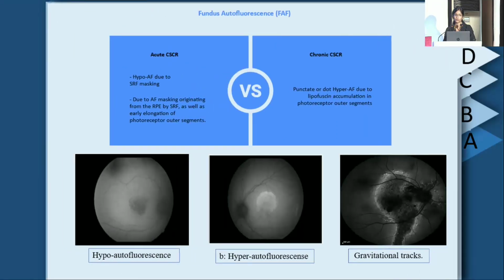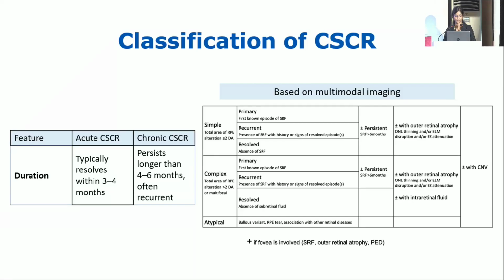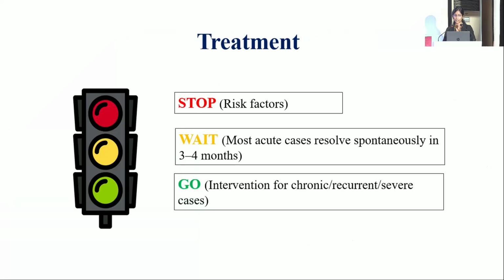Fundus autofluorescence can also be done, which can differentiate the cases of acute and chronic CSR. In cases of acute CSR, there is hyperfluorescence due to SRF masking, and in chronic cases, we can have patchy and granular hyperfluorescence due to accumulation of lipofuscin in the photoreceptor outer segments. And in chronic cases, we can have gravitational tracts. Classification of CSR: it has now been proposed that multimodal imaging should be used to differentiate simple, complex, and atypical cases in order to ease the management.